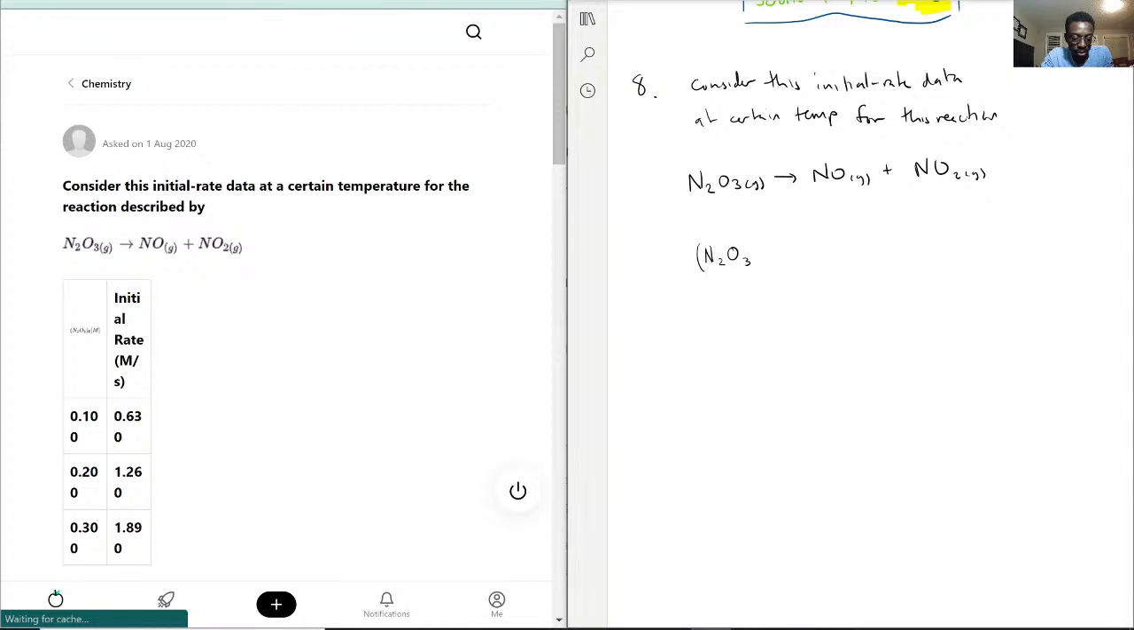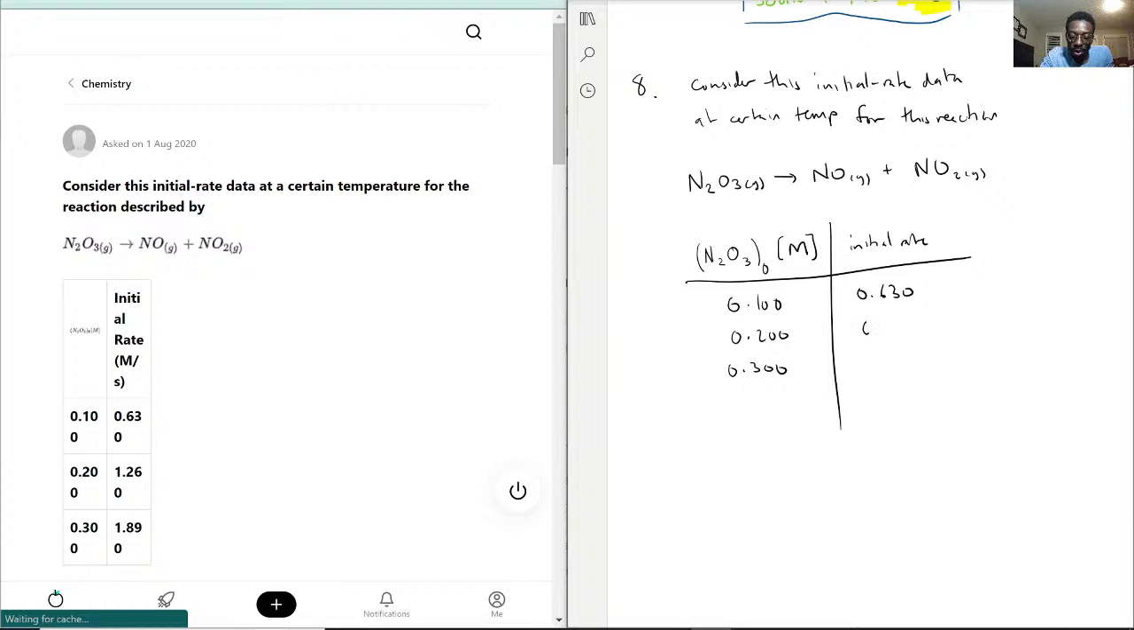Okay, so N2O3, C is the, what is that? So that's exactly at the beginning, so they have 0, and exactly we want the concentration of it, and then we have initial rate. Okay, alright, so now we have 0.100, 0.200, 0.300, okay, and we have 0.630, 1.260, and 1.890.